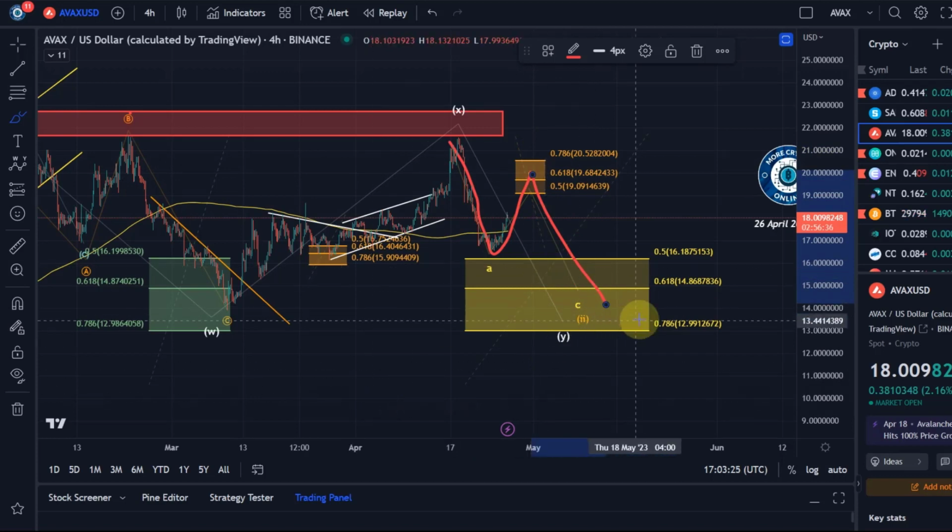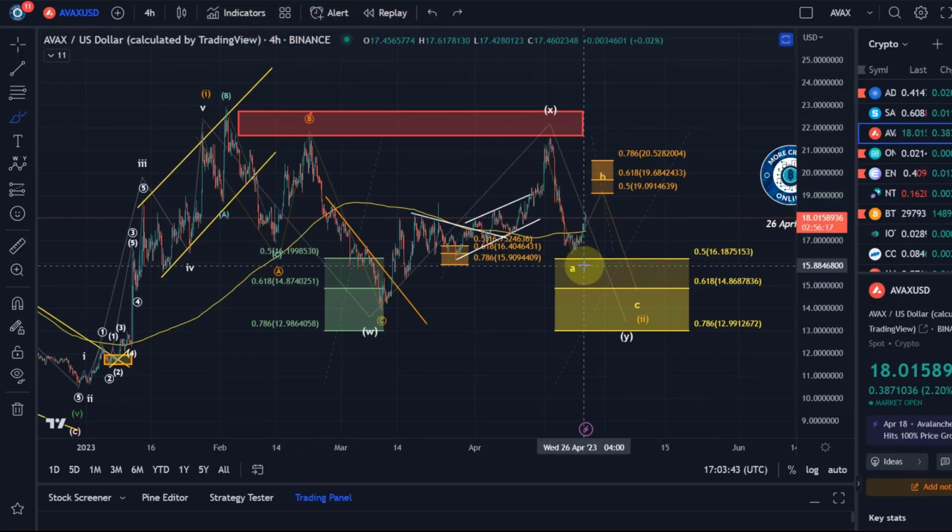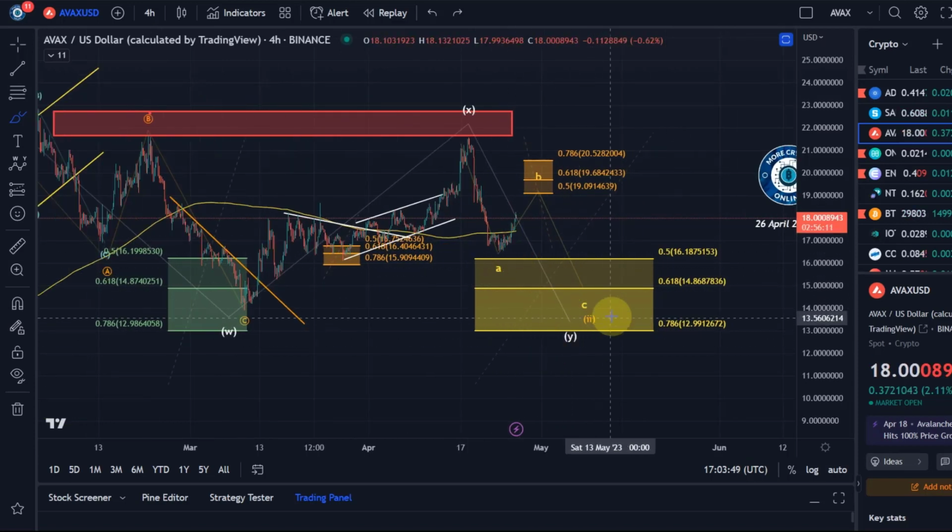Again, the view is, to make it very simple, that as long as we're holding $12.99, the focus can be on higher. That doesn't mean we have to come down to $12.99. It also doesn't mean we have to come down to $14.86. It doesn't even mean we have to come down to $16.18. This is purely support. As long as we're holding support, and these are levels where price should at least show some reaction. But as long as we don't break below $12.99, the focus is up.